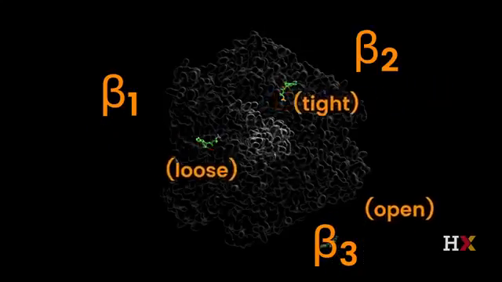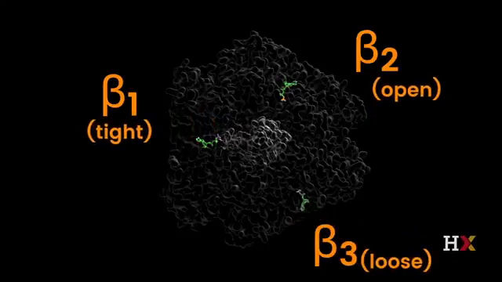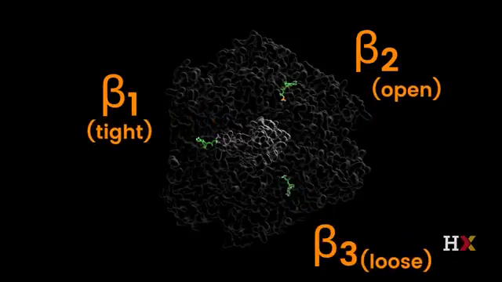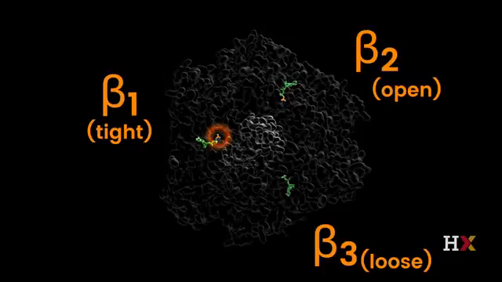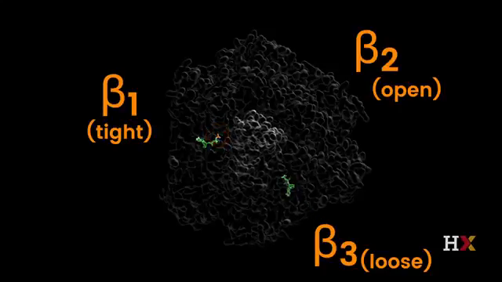As the gamma subunit continues to rotate, the sequence continues. Beta 1 now goes from loose to tight, driving the catalysis of ATP. Beta 2 goes from tight to open, releasing the ATP product. And then beta 3 goes to loose, locking in the substrates that came in after the original ATP product left.